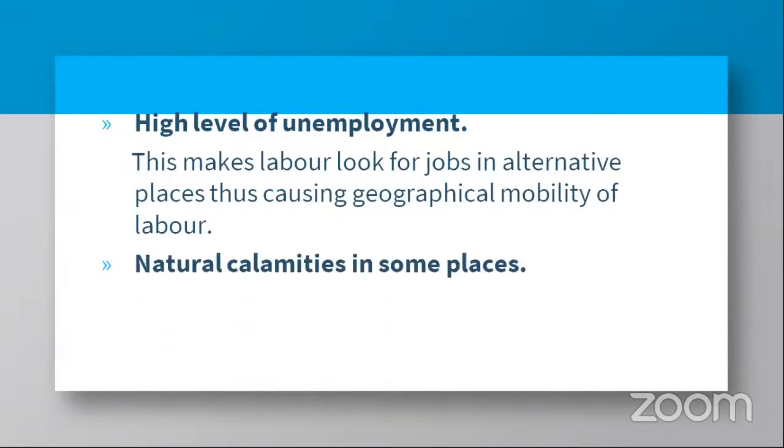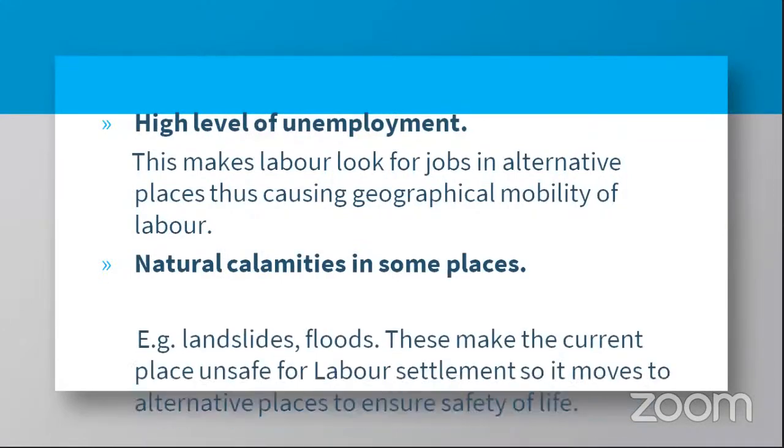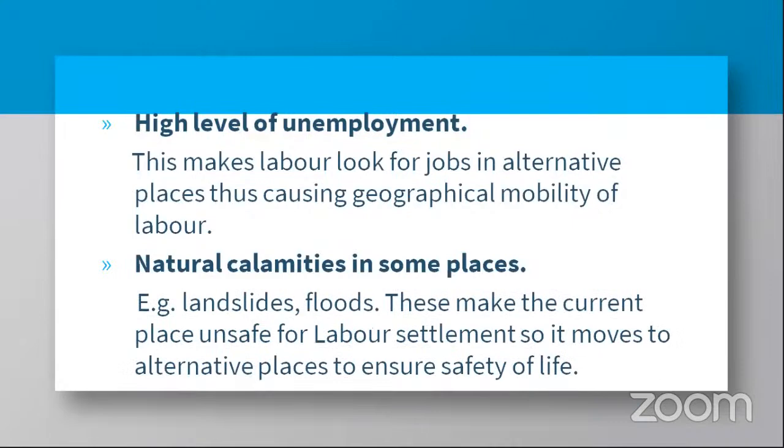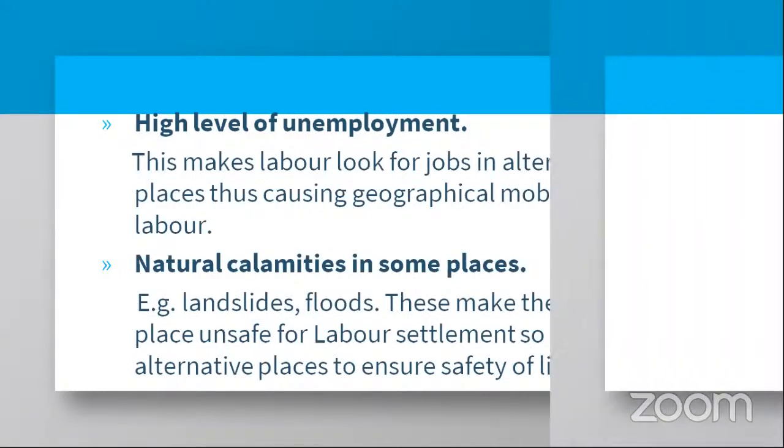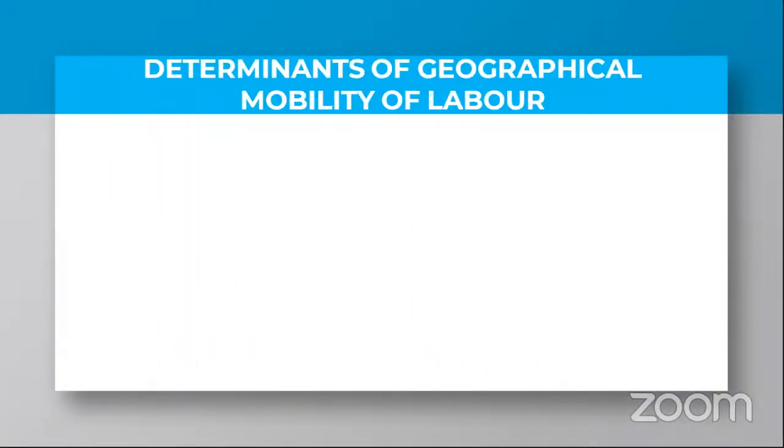Then natural calamities in some places. Once this area is not stable, you understand? A lot of natural calamities here, then labor will move away. Remember, we are looking at only labor moving to other areas. We are not looking at the other side of not moving, okay? I think we are done with factors that make labor move.